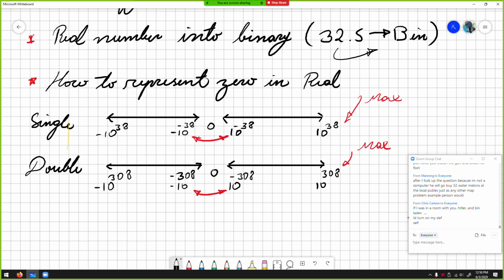But yeah, so make sure you know that. Make sure you understand this and how to represent zero in both single and double precision for real values, and what is the largest value that you can write in both single and double precision.